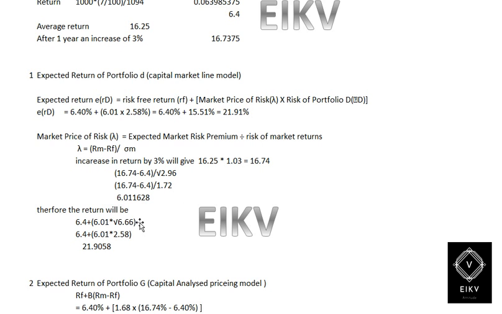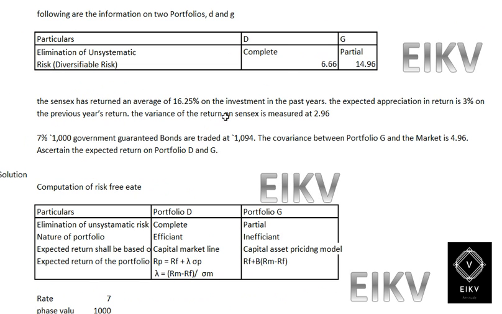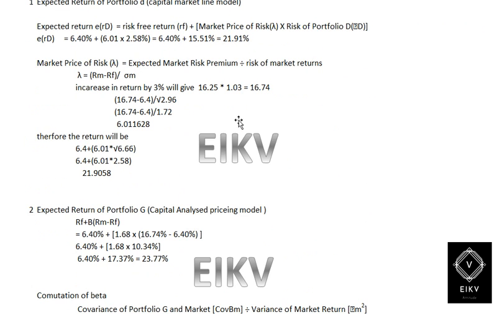Now the return will be based on the risk, which is given as 6.66 in the question. That is over here, it is given as 6.66. So the root of 6.66 should be taken over here, which gives you 2.58. Therefore 6.4 plus 6.01 into 2.58 will give you a return of 21.9.